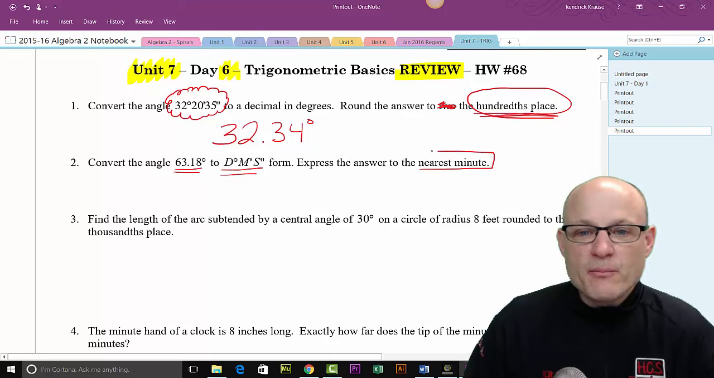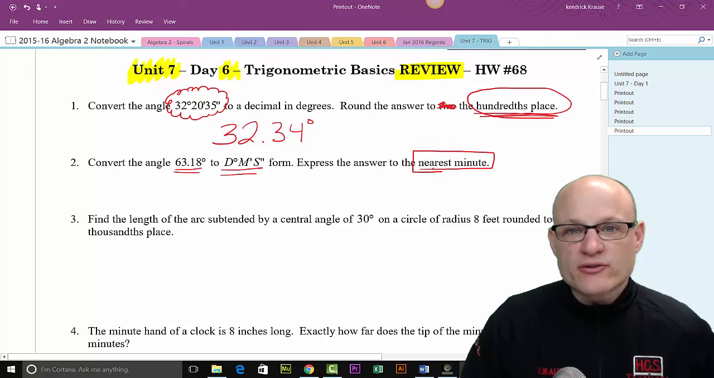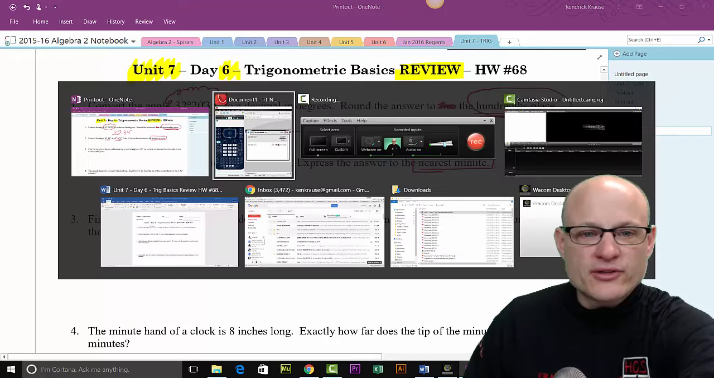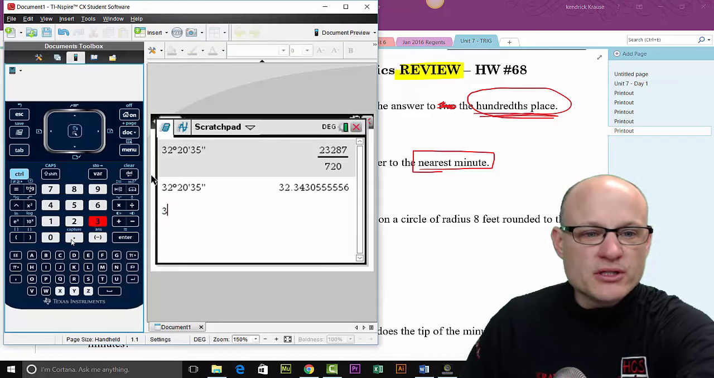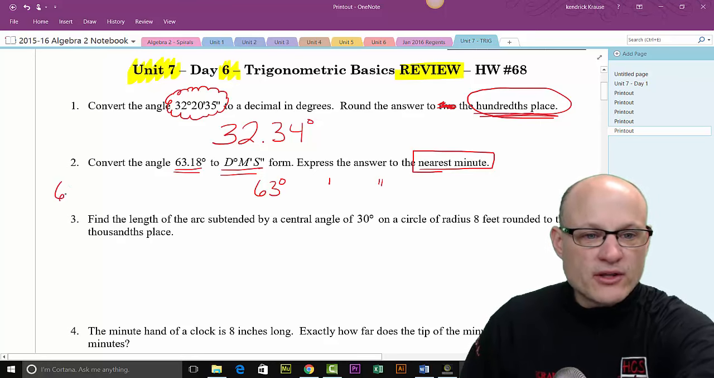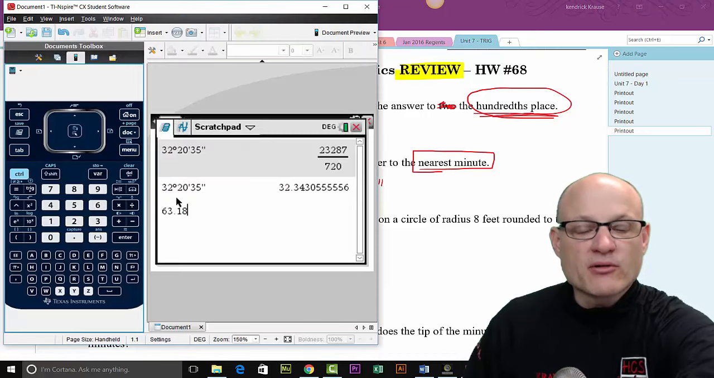All right, convert this to DMS. Round to the nearest minute. So, okay, we could do that. We're going to say 63.18. Now, I know it's going to be 63 degrees, something minutes, something seconds. I'm going to write it all down here. There's degrees, something minutes, and then the seconds.